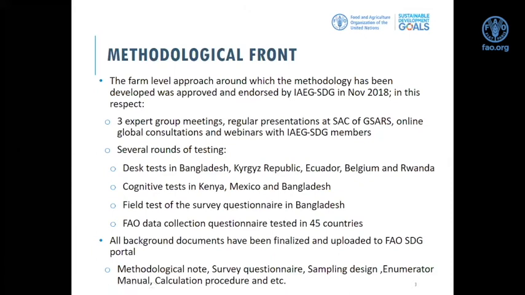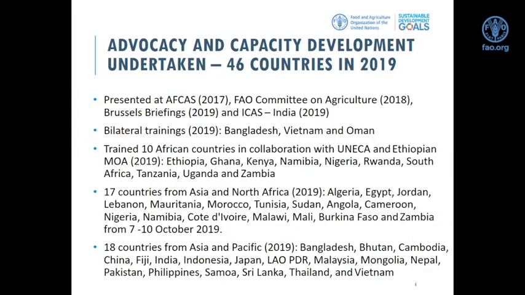other related documents. Now on the capacity development front, more than 50 countries have already been trained on the indicator methodology. In this area, we not only conducted capacity development, but we were undertaking advocacy as well for the indicator at various events and forums. So we presented the indicator at the African Commission on Agriculture Statistics back in 2017.